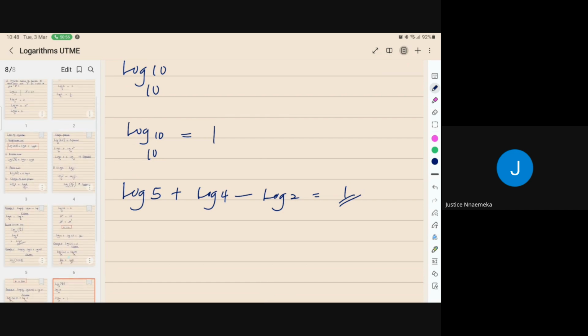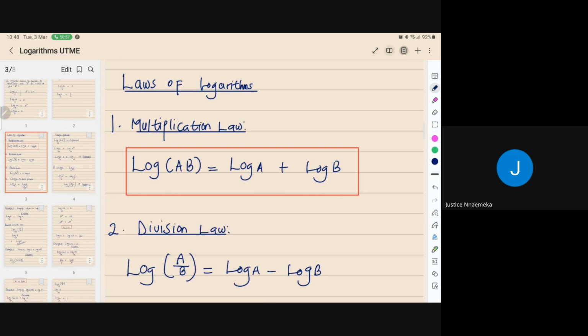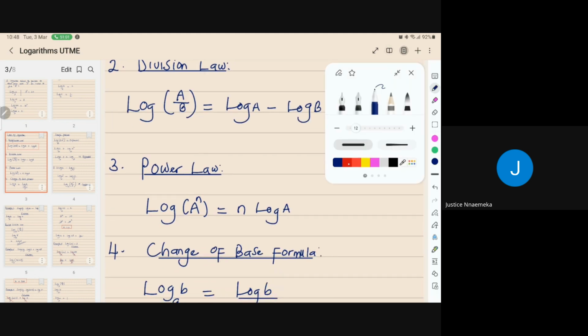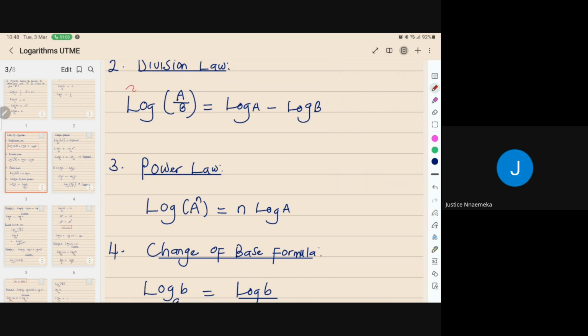So I think it's also a rule that you should take note of when you are simplifying logarithms. It's a very powerful rule. Log of the same base will give you 1, right? So take note of that.